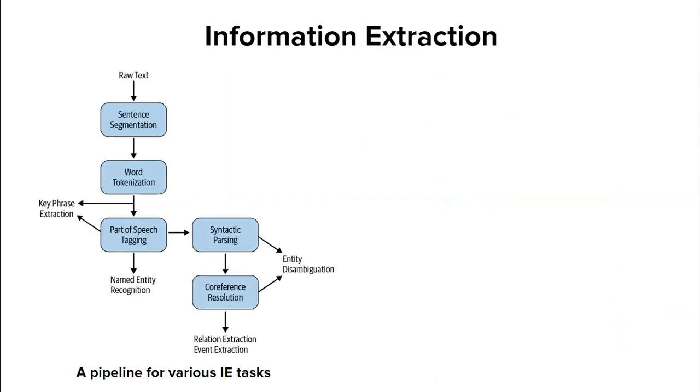The next chapter is information extraction. So information extraction in NLP is not a single task. It has many different subtasks. So in this chapter, we talk about what these various subtasks are and what level of NLP processing is required to solve each of these tasks. Say, for example, key phrase extraction, named entity recognition, or relation extraction, and things like that.